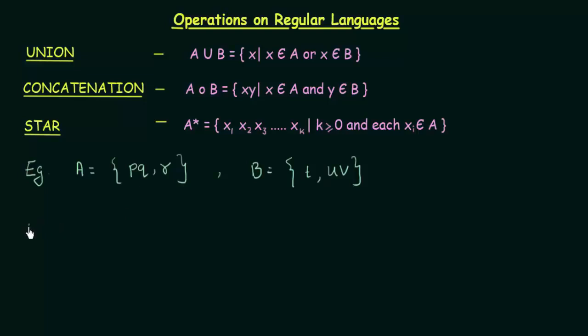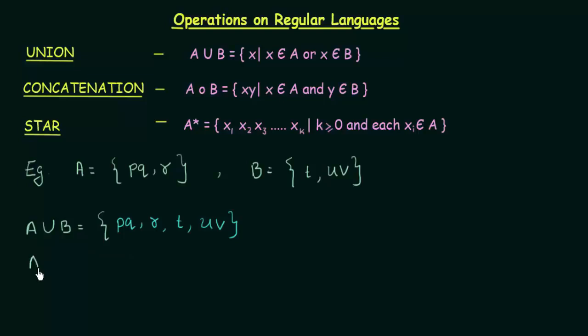First of all, let's perform union. A union B. What would this be? As we saw in the definition, X such that X belongs to A or X belongs to B. So basically it means everything from A and B. Just put all these elements together. From A we have P, Q, and R. And from B you have T and UV. So this is the union operation: everything from set A and set B put together.